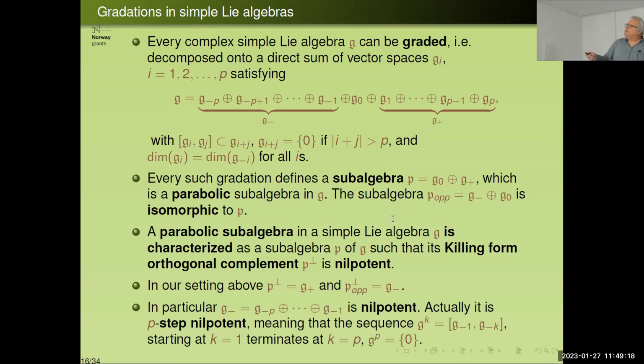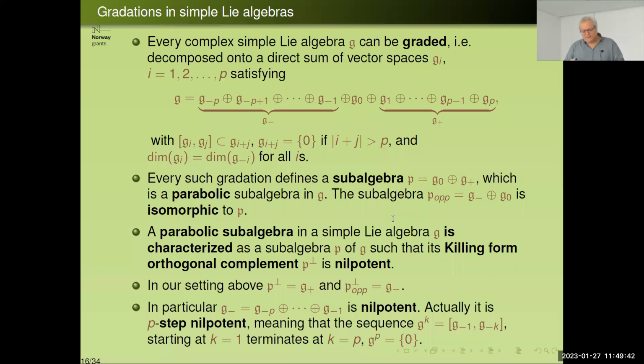And actually, this G minus is P-step nilpotent, meaning that if you make commutators of G minus 1 with G minus 1 first, then you produce the next one, and so on and so on, and at a certain moment this terminates to 0. Okay, so that's what we know.